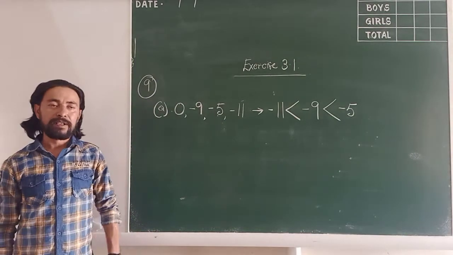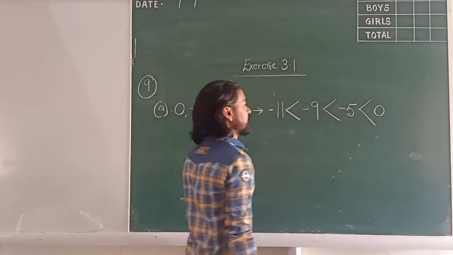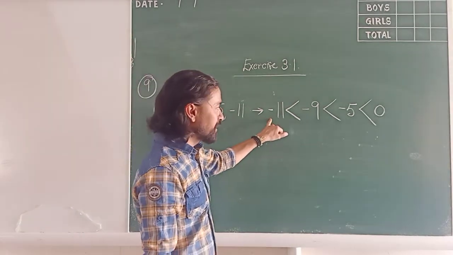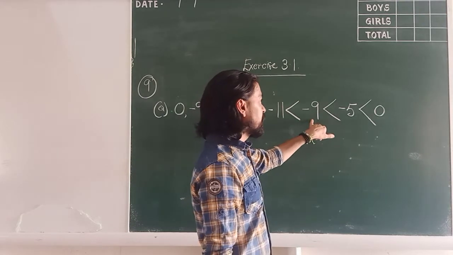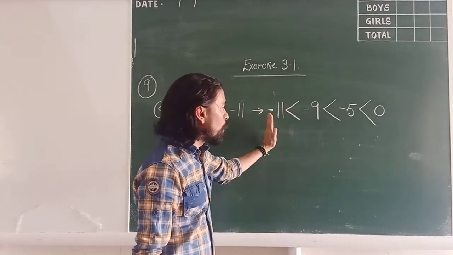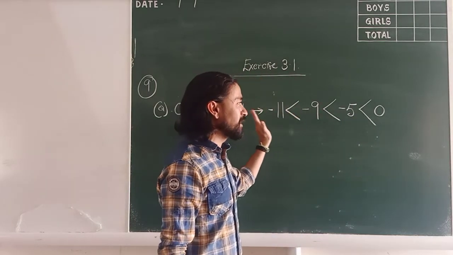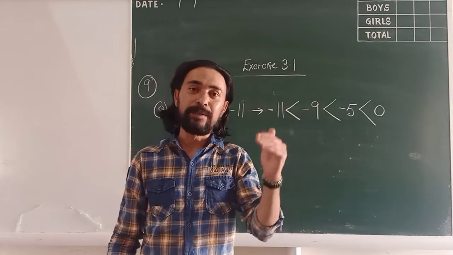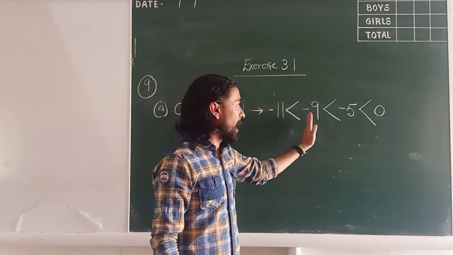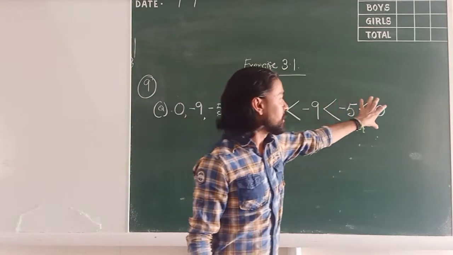And the last number would be 0. 0 is greater than minus 5 because 0 is greater than all negative integers. So minus 11, less than minus 9, less than minus 5, less than 0. I am going from small to big, from smaller value to greater value, because I have to write the values in increasing order. The value should keep on increasing. So after minus 11, minus 9 is greater, so the value has increased. The smallest comes first, the greatest comes last.